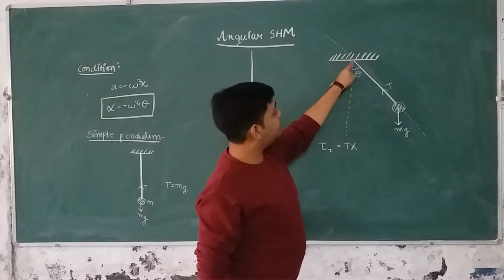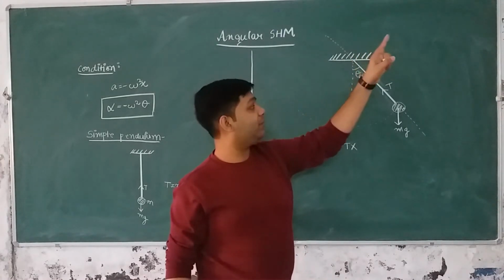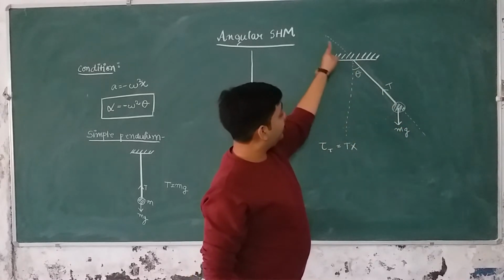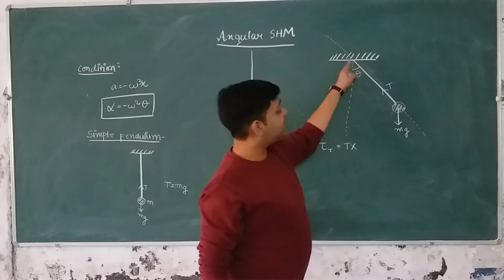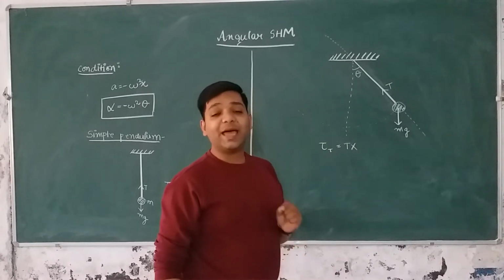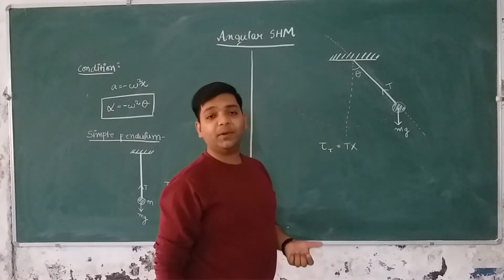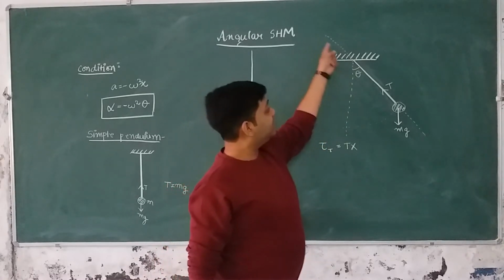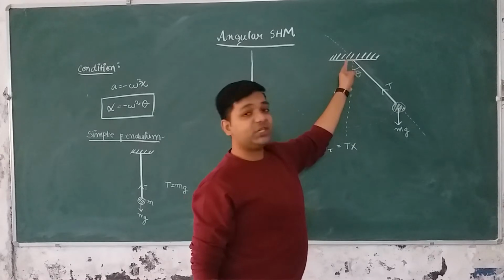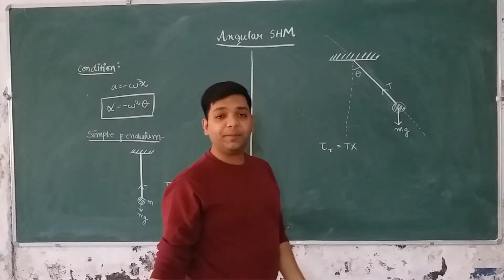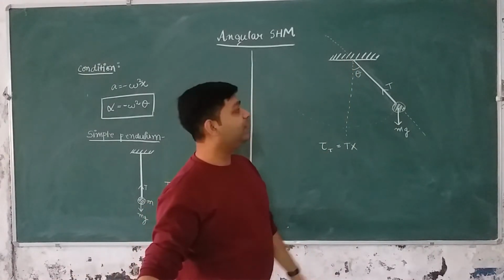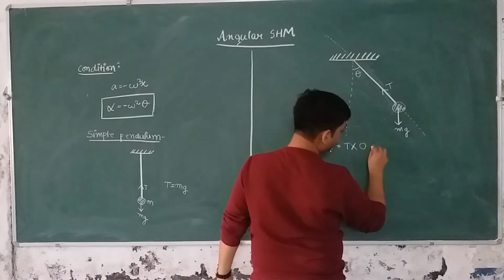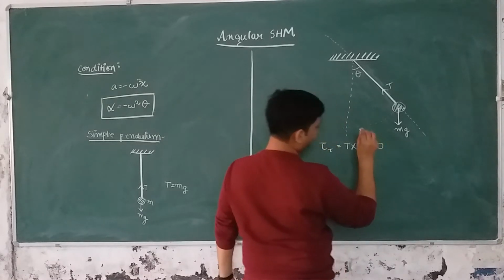So now the axis of rotation is like this, coming out of the board, and because this line of action of tension is touching this point, that means it is touching the axis of rotation. So what will be the perpendicular distance between these two? It will be 0, because this line of action is touching the axis of rotation. So torque due to tension T will be equal to 0.